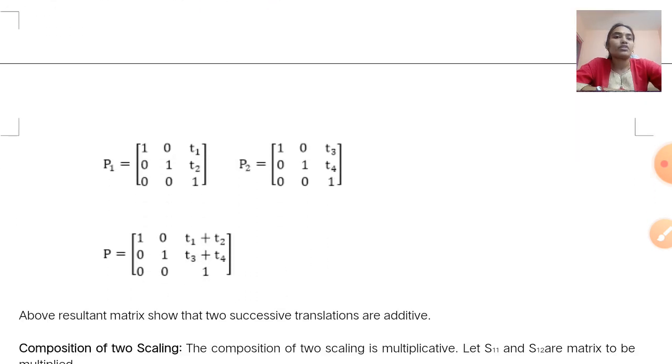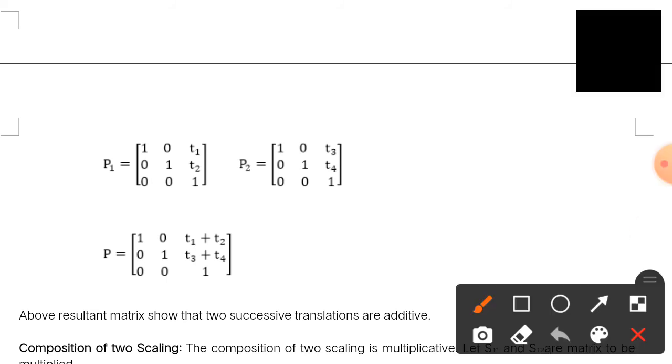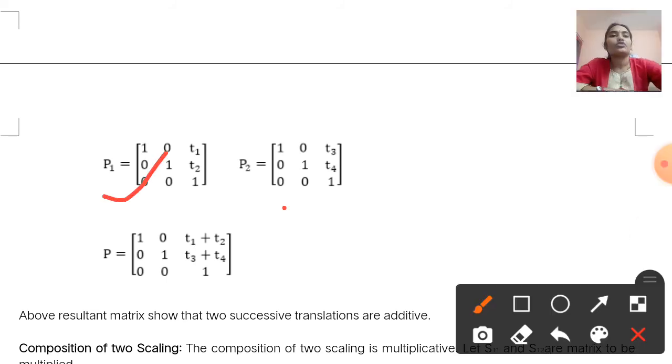That means the P1 matrix is this one and the P2 matrix is this one. After combining these two, that means P1 multiplied by P2, the P matrix is this one, that means the resultant matrix is this one. Okay, so here matrix multiplication is done.